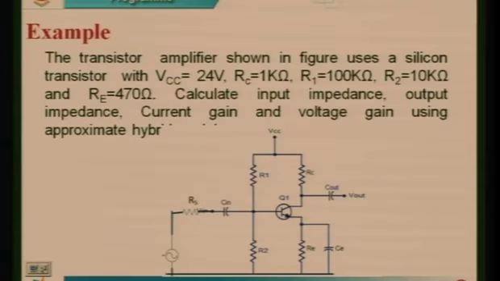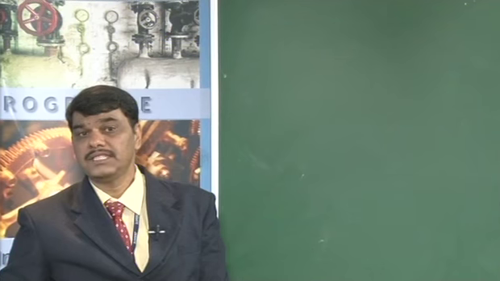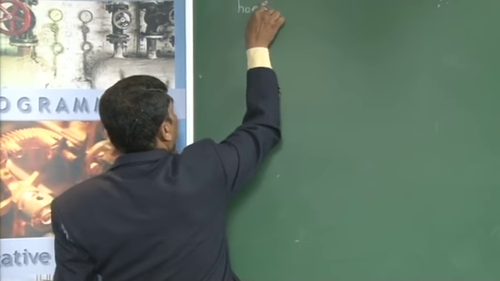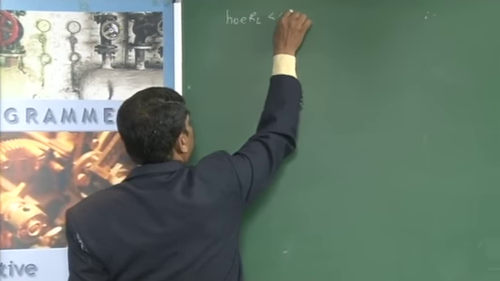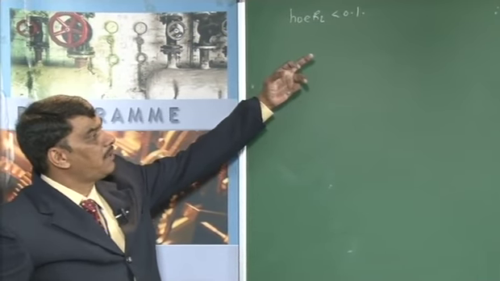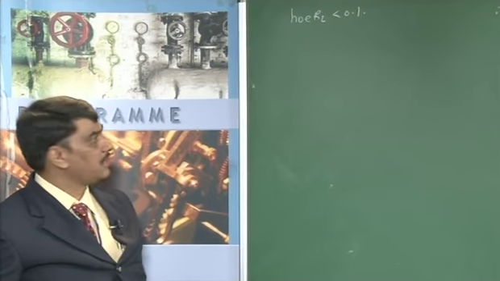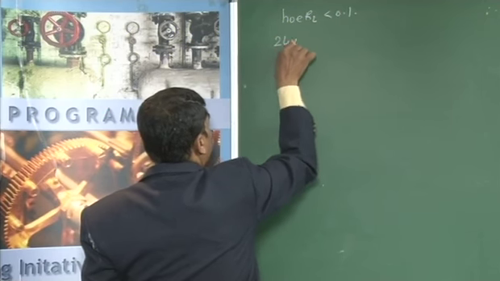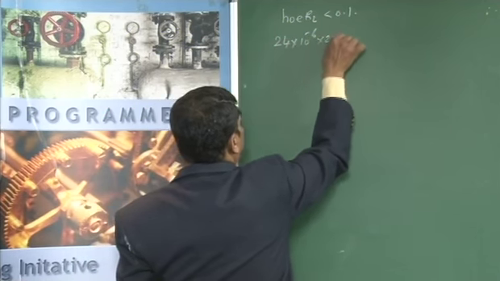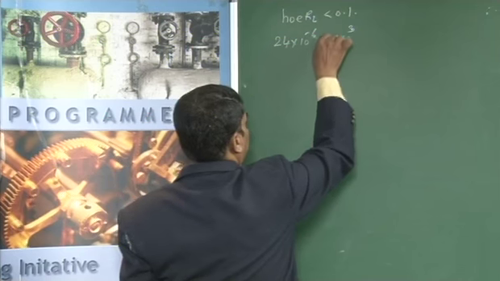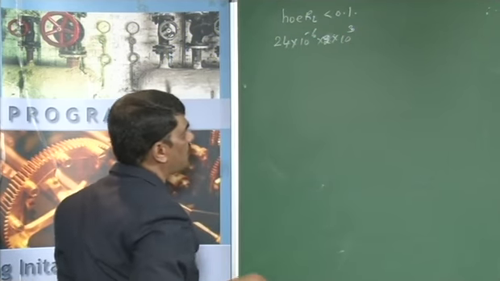Under what condition can you use an approximate analysis? Can you guess? Already we specified that hoe into RL should be less than 0.1. If this value is equal to or less than 0.1, then that error is less than 10%. In this case, hoe is given as 24 into 10 to the power of minus 6, RL is 2 into 10 to the power of 3. RC is given as 1 kilo ohm, but you have taken 2 kilo ohms. Please consider 2 kilo ohms for that example.